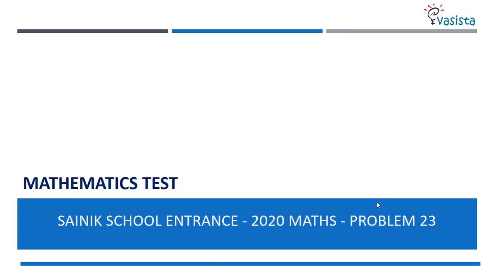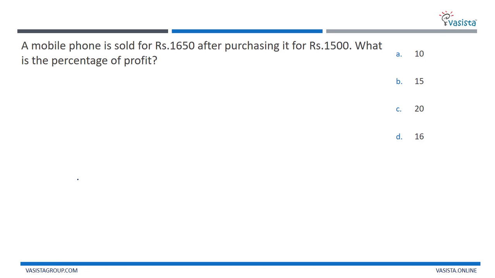Fine, let me go with problem number 23. Okay, here see what happens here. A mobile phone is sold for 1650, right? After purchasing it for 1500, what is the percentage of profit? This is the problem of profit and loss.